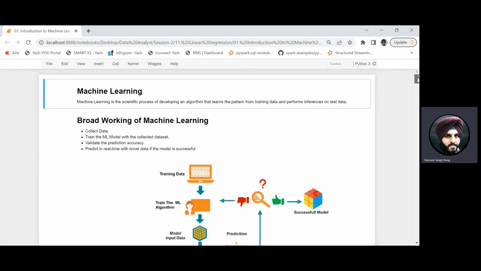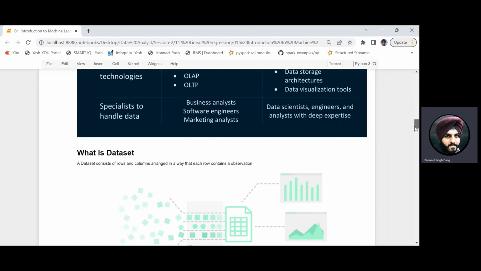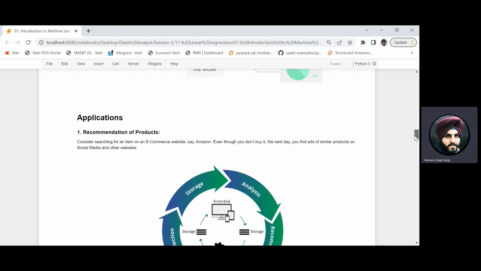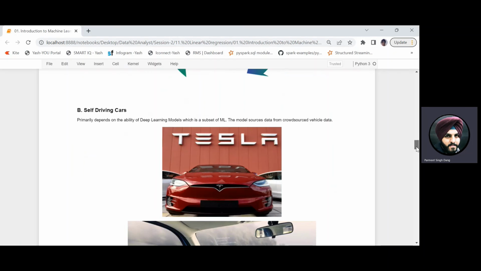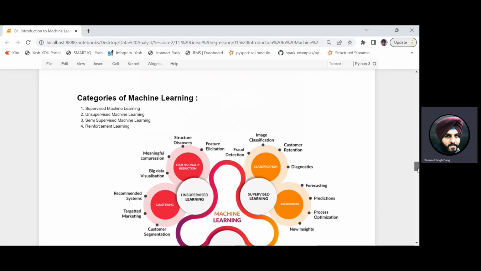Here we learned what is machine learning and the broad working of machine learning. Then we saw what is data, the types of data, what is structured data, unstructured data, and what we mean by data sets. Then we saw a few applications of machine learning: the recommendation of products, self-driving cars, Google Translate. We saw the few categories of machine learning: supervised, unsupervised, semi-supervised and reinforcement learning. We also saw two types of supervised machine learning algorithm, classification and regression, and an unsupervised machine learning algorithm, clustering.